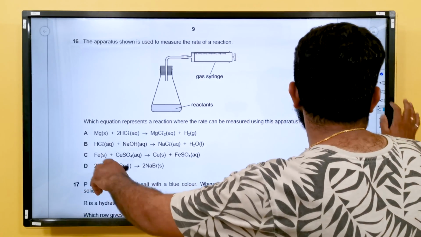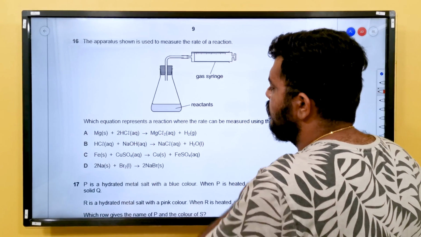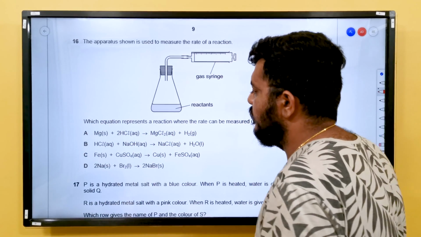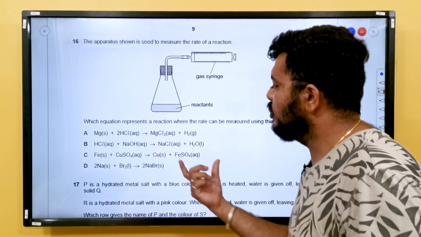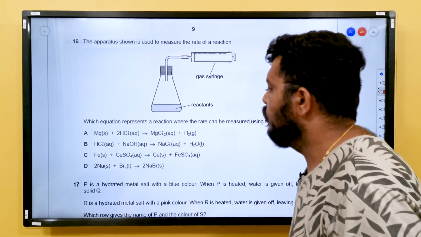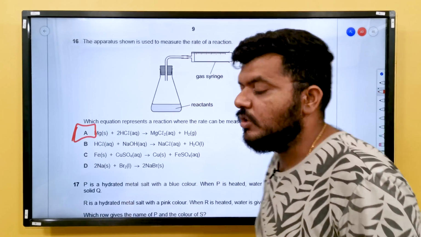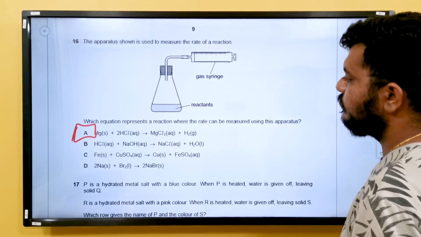Okay, so the first reaction, Mg plus 2HCl gives MgCl2 and H2 gas, is our answer. But let's just have a look. Do other options have gas in the product section? No, none of them have. So your answer is option A.